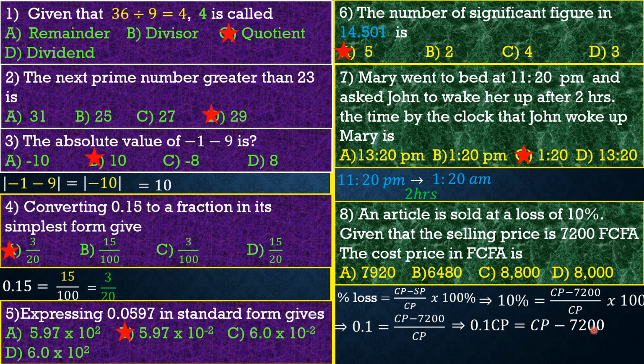If we bring this CP we have here to the left hand side, the sign is positive. When it comes over, it becomes negative. So we are therefore going to have 0.1 CP minus CP, which gives us what, guys? 0.9 CP equal to negative 7,200. If we divide, first of all, guys, the negative and negative, they can cancel on both sides. Dividing out by 0.9, guys, gives us our CP. That's the cost price to be the same as 8,000. Wait, 8,000. So, guys, option D is the best option, guys. Option D is the best option.